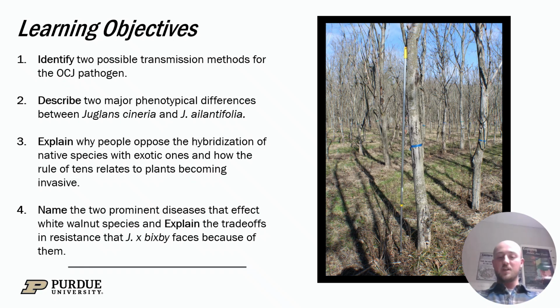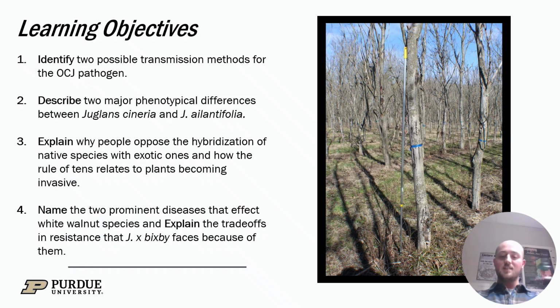My third learning objective would be to explain why the hybridization of these 2 species is opposed and how the rule of tens relates to how plants become invasive. Since Japanese walnut has resistance to the canker disease, hybrid and back-crossed hybrid trees are often developed for resistance, and many people oppose using them for conservation because they're worried that they will become invasive species.